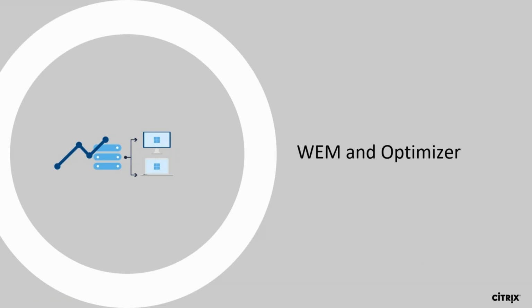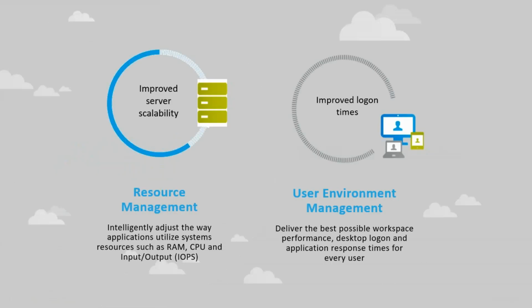Cool. So I'll go ahead and jump in and talk a little bit about the Workspace Environment Manager and the Citrix Optimizer as well. With the Workspace Environment Manager, I think it's arguably one of the most powerful and most important tools in a Citrix administrator's bag of tricks, particularly around the two points on screen: improving your server scalability to make sure that you're maximizing the output that you're getting from each box, and also improving logon times for the user experience.